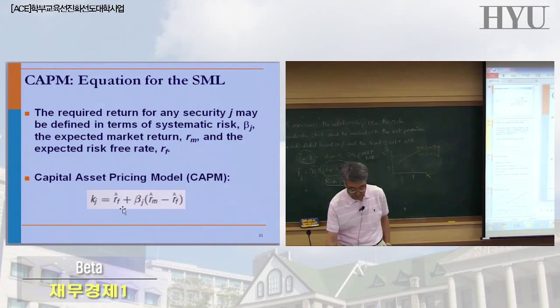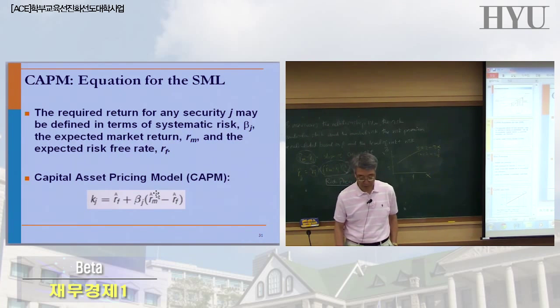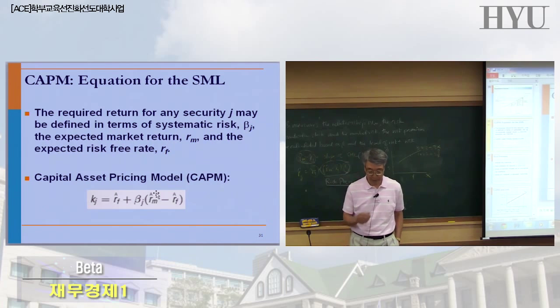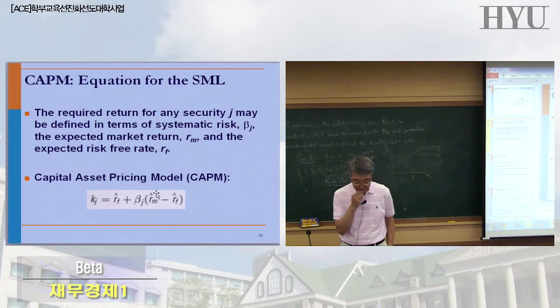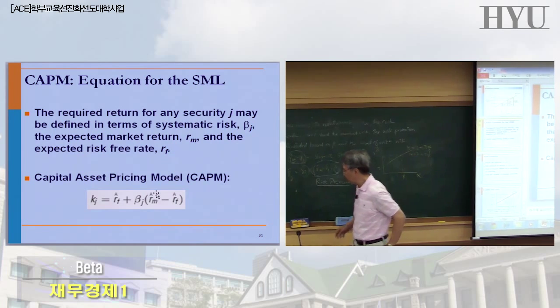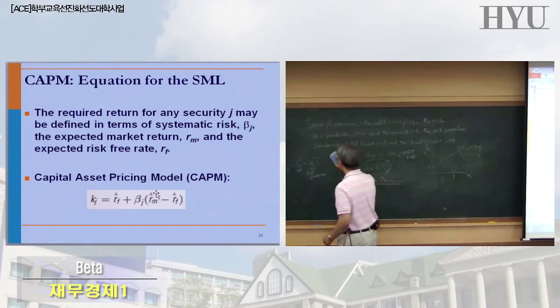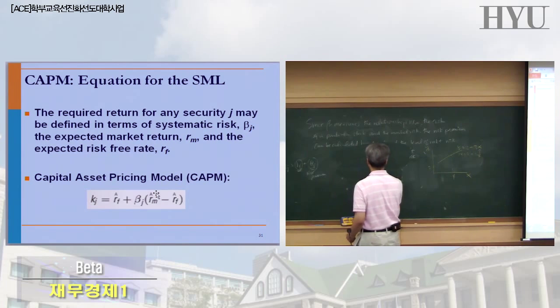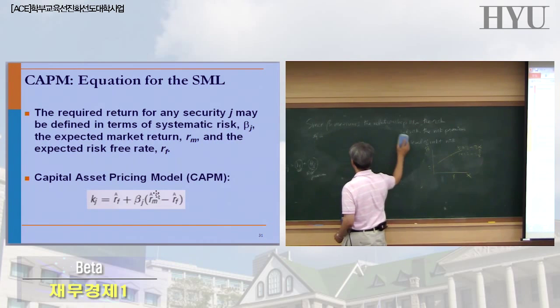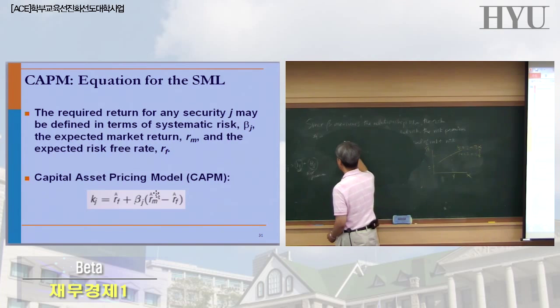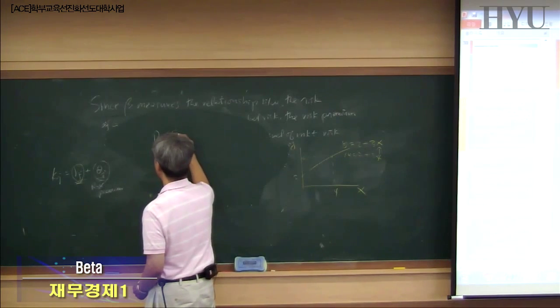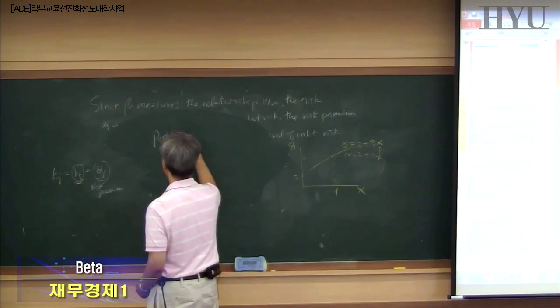All right. So as you see here, this is nothing but the security market line, right? Required return is the risk-free return plus beta times the market risk premium. So using this equation, you can calculate the required return for any security J. And also, for some reason, I think our textbook misses it, right? Portfolio beta.